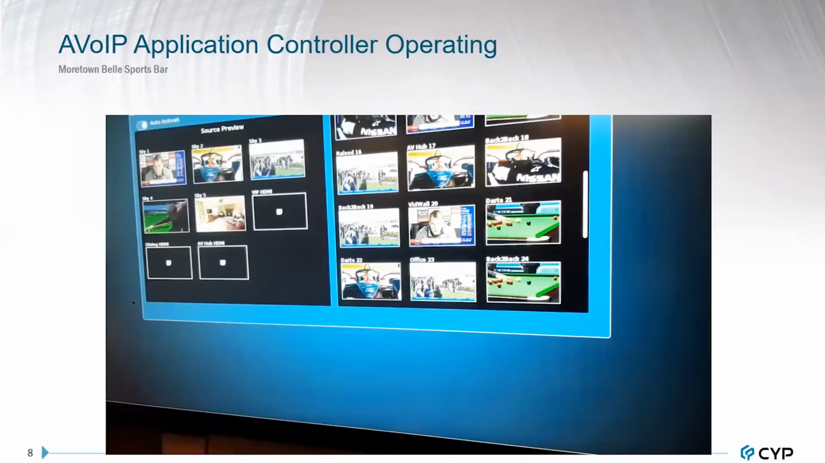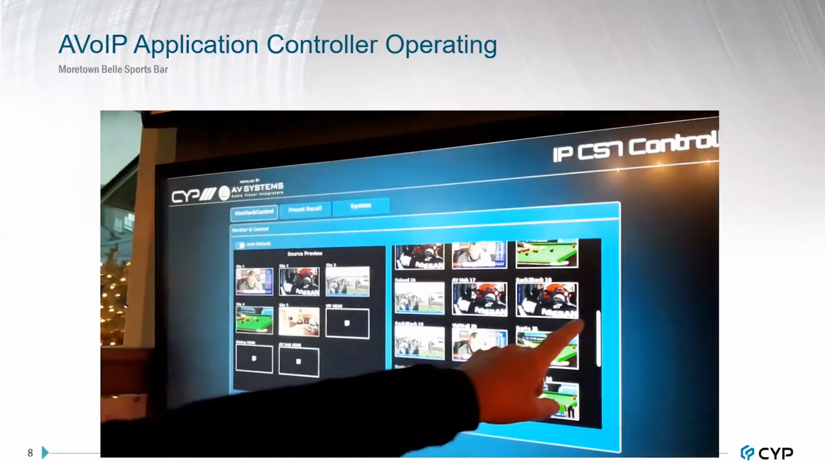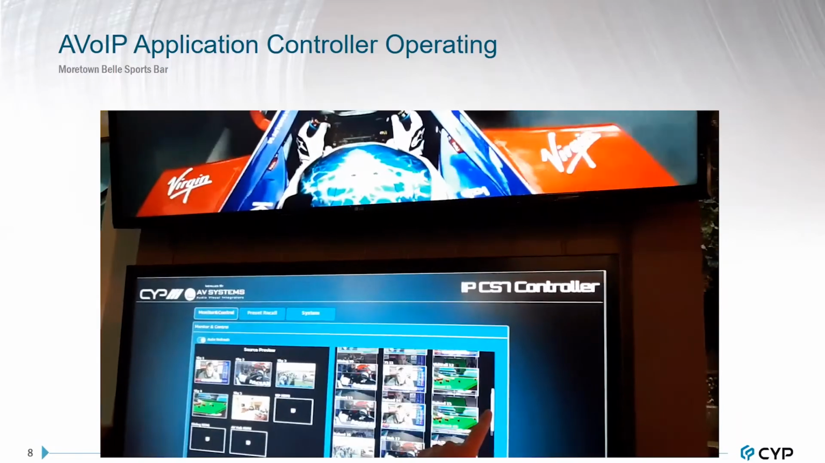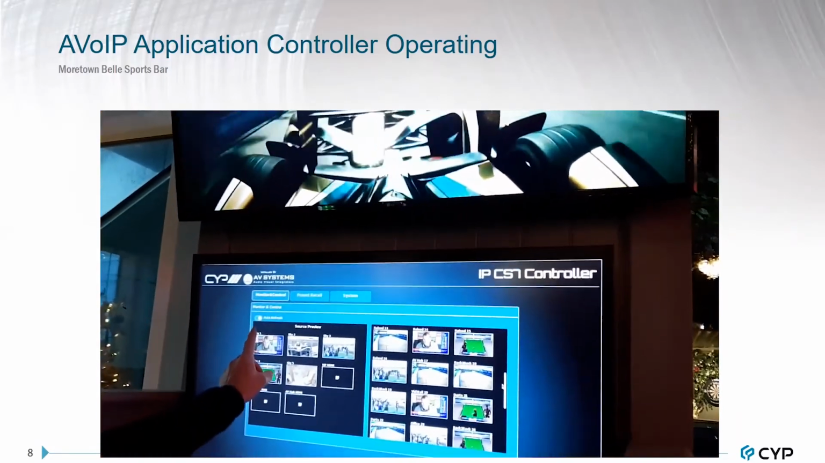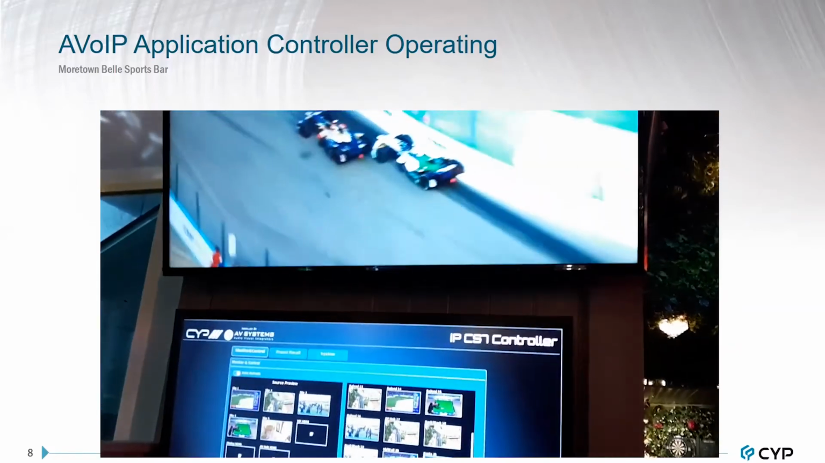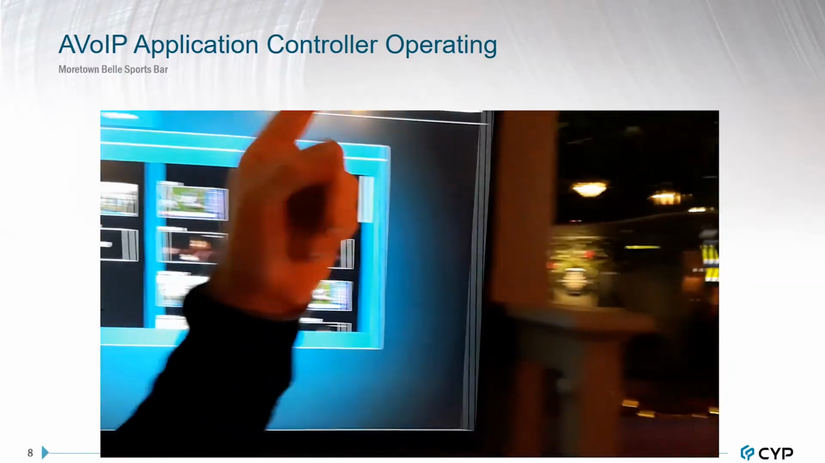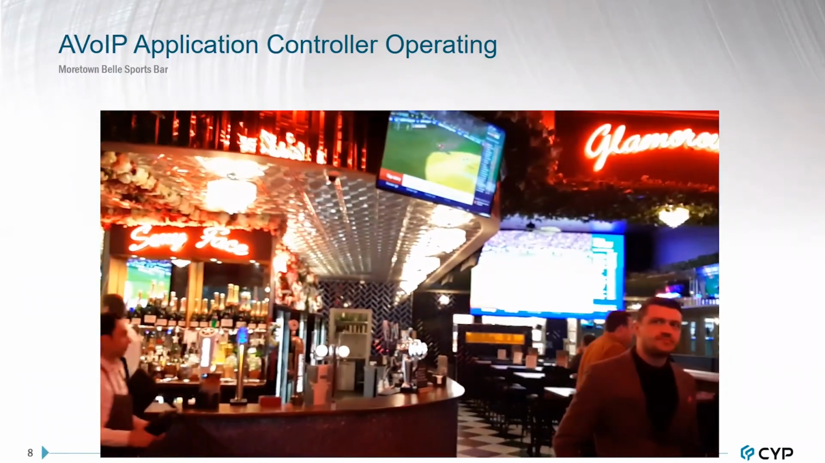The AV over IP controller just mentioned can be used with a touchscreen for real-time operation. The next video shows the sports bar switching content in real time. On the left side of the screen are the video sources, previewing the encoded content. On the right side are the monitors, also previewing the decoded content. Through the control screen, you can easily route the content to monitors.